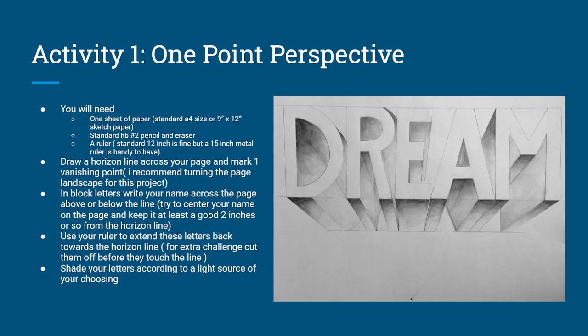You're going to write your name in block letters, and then you're going to use your ruler to extend those letters back to your vanishing point to make them look like they're receding. You're also going to practice shading this in a light source of your choice. There's an example, the word dream. There's a vanishing point down here, and you can see how they've extended all of the things back down. Do your best. It's a little tricky, but if you're patient with it and you go slow, you can get it.